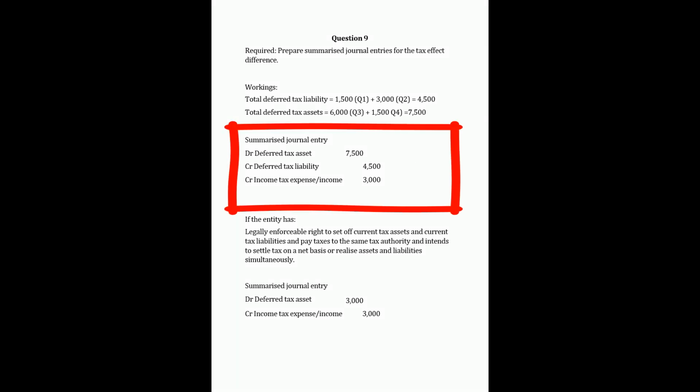So if we take the deferred tax liability, which is 4,500, and the deferred tax asset is 7,500. So there's more debits compared to credits of 3,000, and that difference is the income tax expense or income tax income, 3,000. So the journal entries, the debits and credits equal. And if we do the same exercise, just like in the workings, by taking the debits and the credits of income tax expense, that equals $3,000.